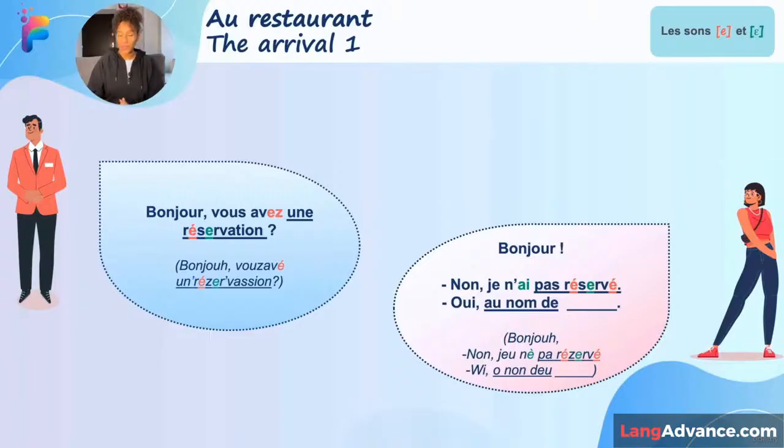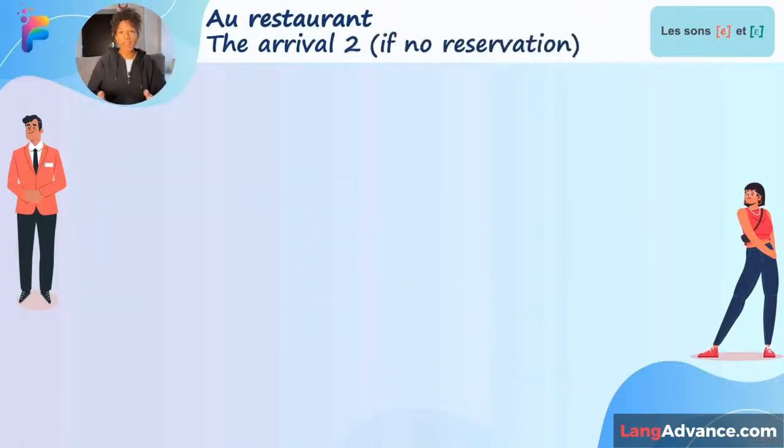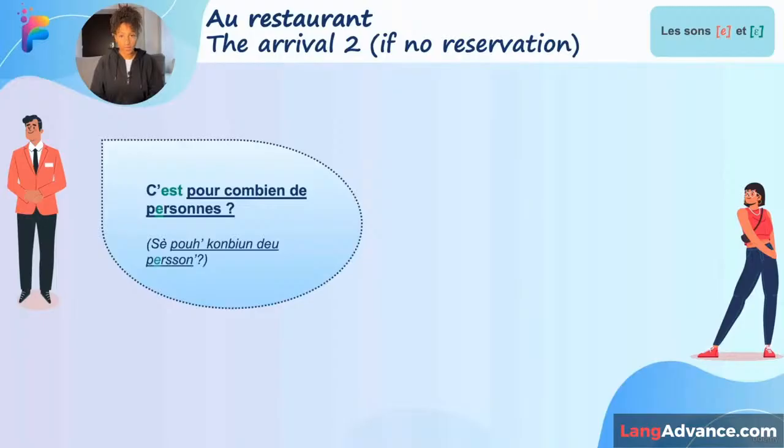Now, if you do have a booking, we'll go with positive answer. Oui, au nom de, and then you give your name. Oui, au nom de Thomas. Now, if you don't have a booking, there will be one more question to answer. C'est pour combien de personnes?